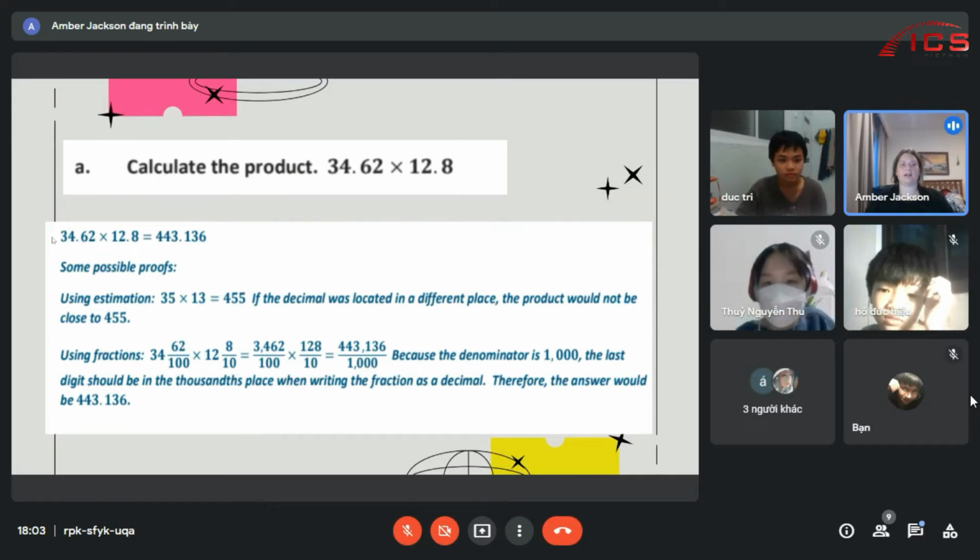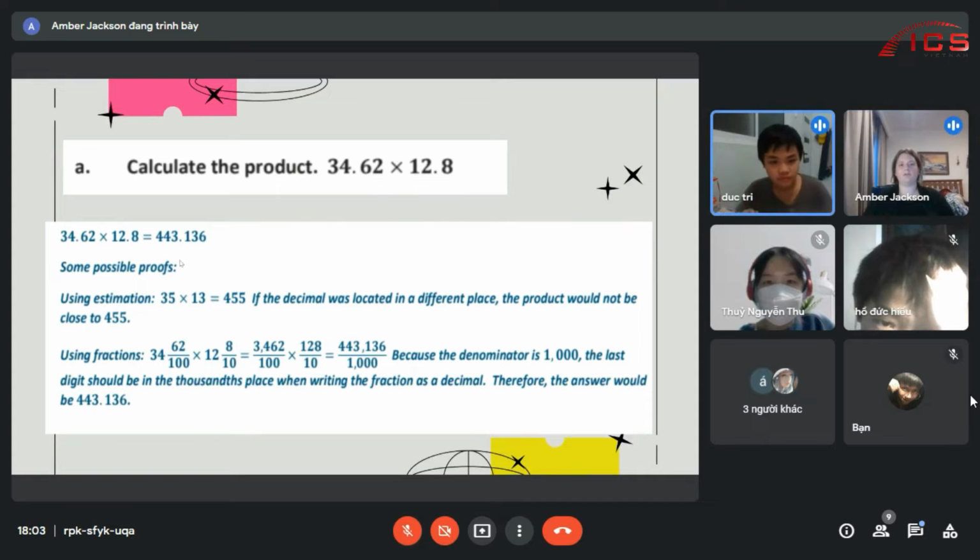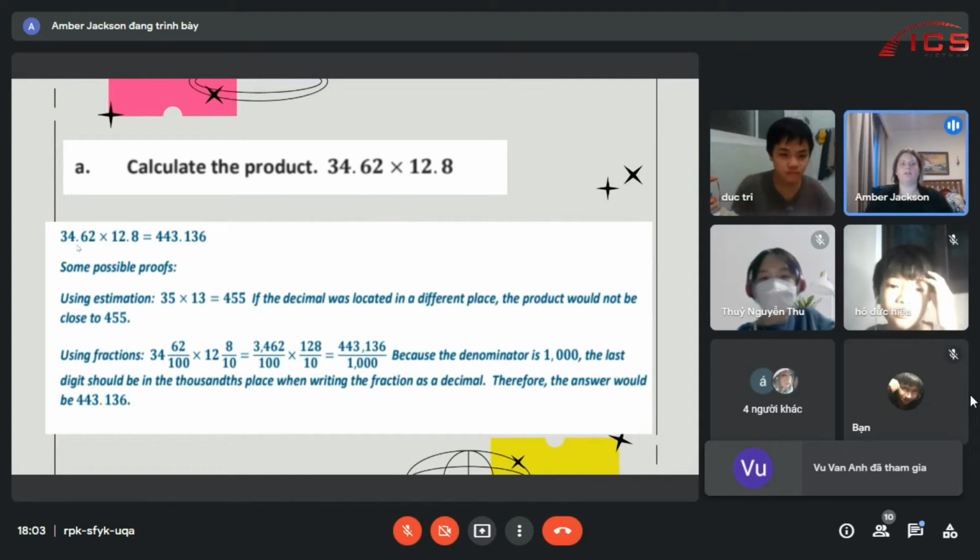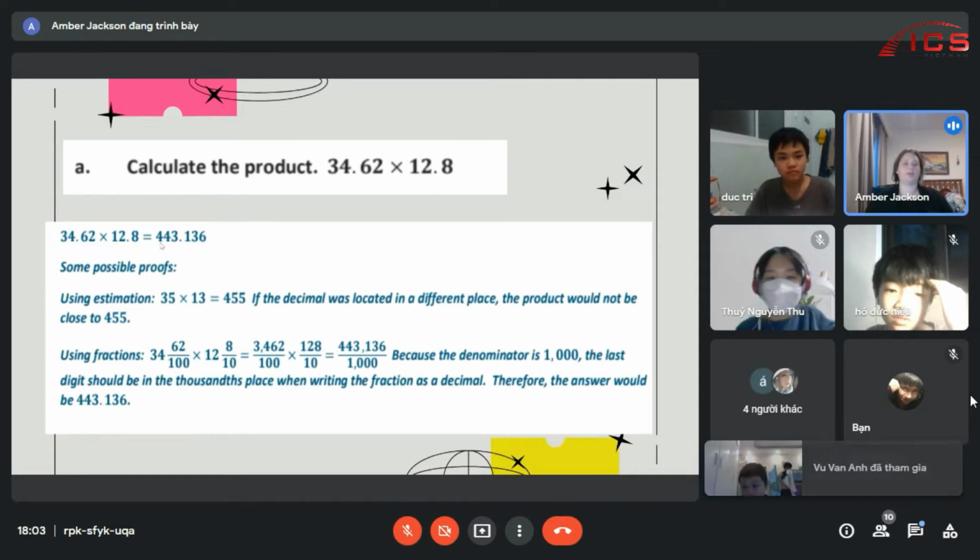So when we use estimation, we round up 34.62 to 35, because 34.62 is higher than half. We round up to the nearest number. The same with 12.8. We round up to the nearest whole number, and that gives us the answer of 455. So the answer should be close to 455. Now we know that the answer is 443.136 because of the decimal.